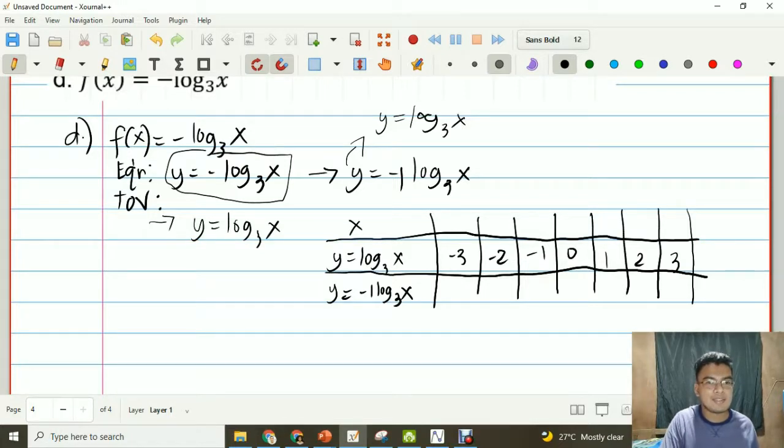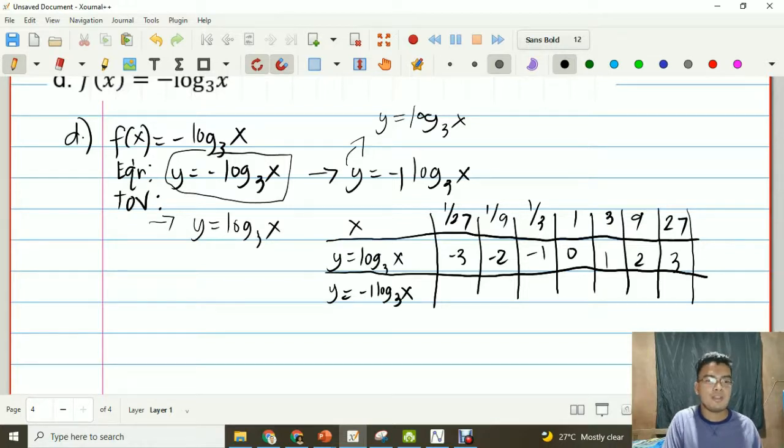So if y is negative 3, then x is 1 all over 27. If y is negative 2, it will be 1 all over 9. Kapag negative 1 naman siya, 1 all over 3. Kapag 0, we have 1. If y is 1, x is 3. If y is 2, x is 9. And if y is 3, x is 27.